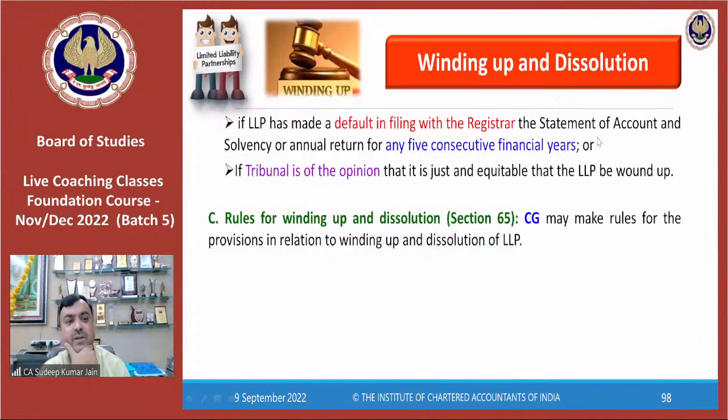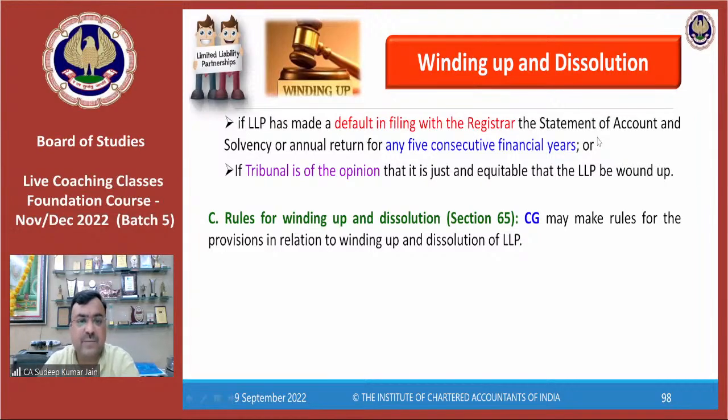2 more points. If LLP has made a default in filing with the registrar the statement of account and solvency and annual return for any consecutive 5 financial years, 5 साल तक एनुअल रिटर्न फाइल नहीं किया, स्टेटमेंट ऑफ अकाउंट सॉल्वेंसी फाइल नहीं किया, उस केस में भी ट्रिब्यूनल वाइंडिंग अप का ऑर्डर दे सकता है. या ट्रिब्यूनल को लगता है कि अब तो ऐसा रास्ता लग रहा है कि हमें कराना ही पड़ेगा, वाइंड अप कर दो, तो वो वाइंड अप ऑर्डर दे सकते हैं. These are the 6 points. You have to learn these points.